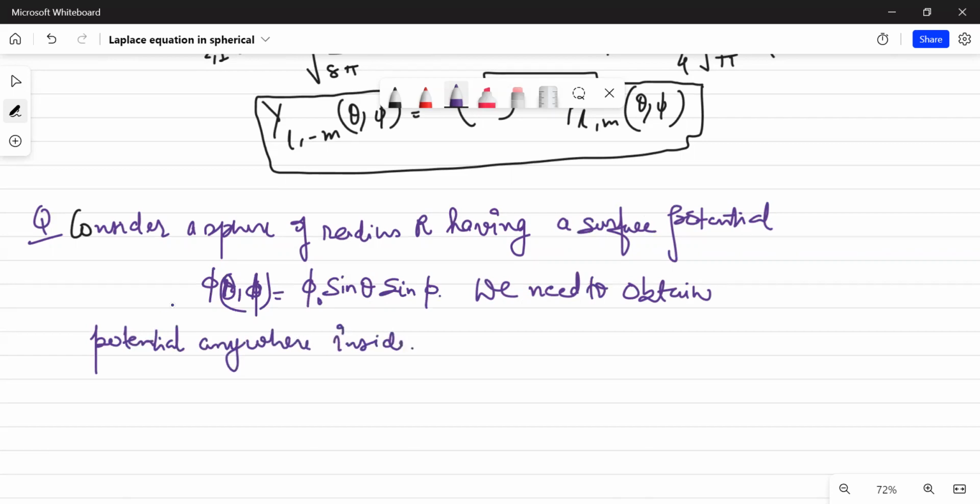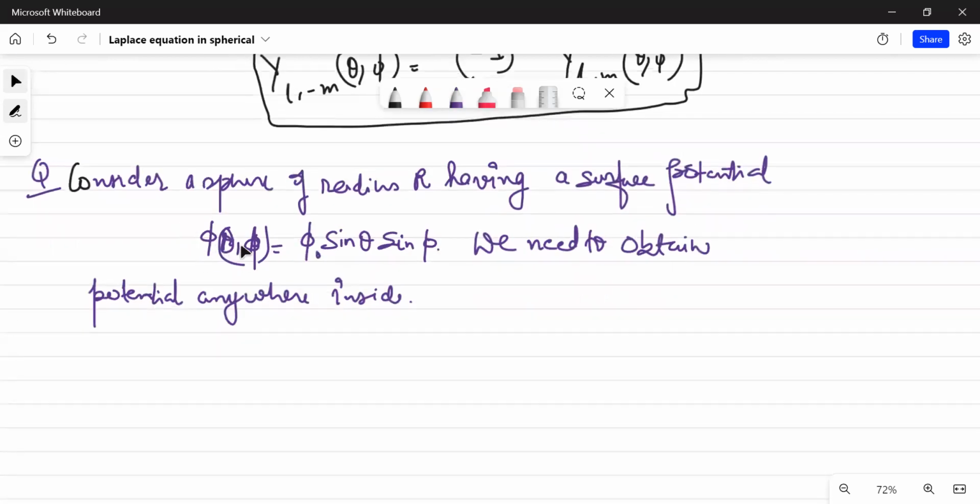Now you can see that there's a phi dependent term as well. You might get confused by the phi, so just take the potential as V here. The potential is given by phi naught sine theta sine phi, and we need to obtain the potential anywhere inside.